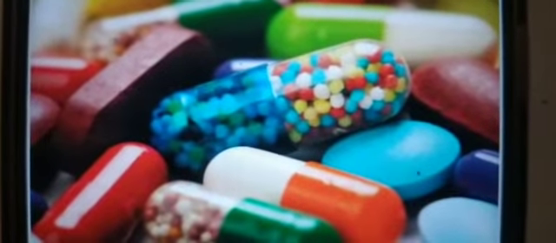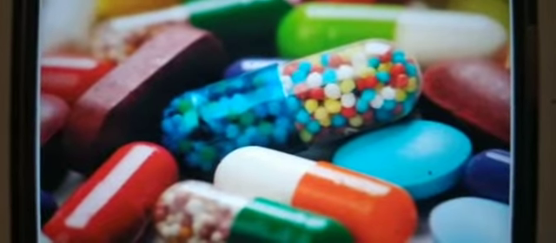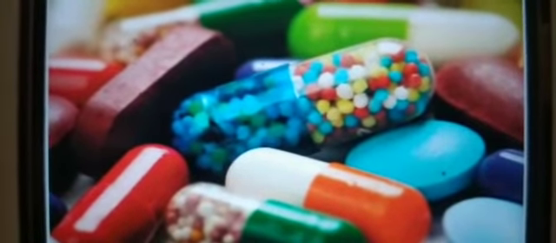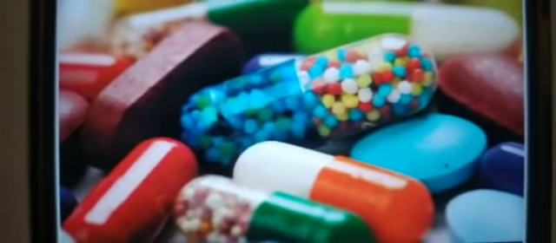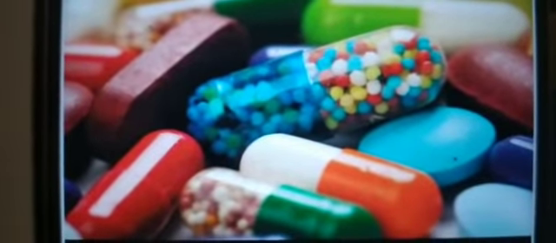Medicinal use of microorganisms. Whenever you fall ill, the doctor may give you some antibiotic tablets, capsules or injections such as penicillin. Penicillin is an antibiotic. The source of these medicines is microorganisms.